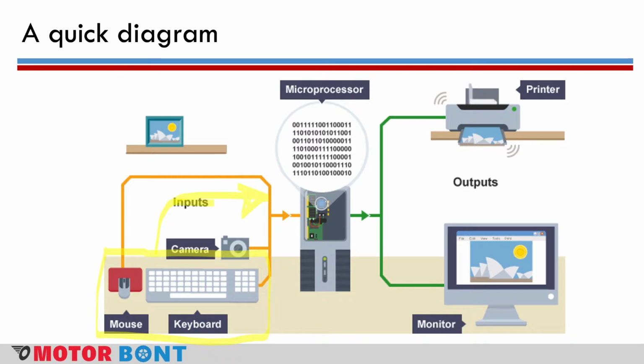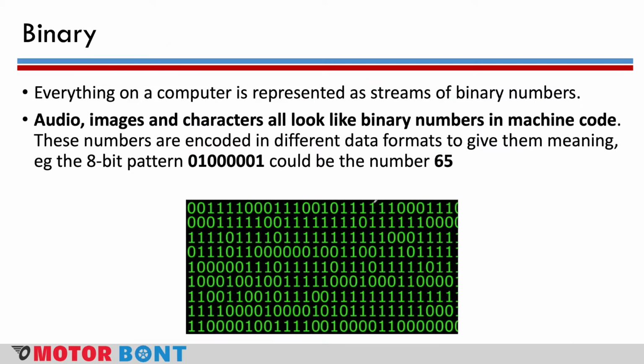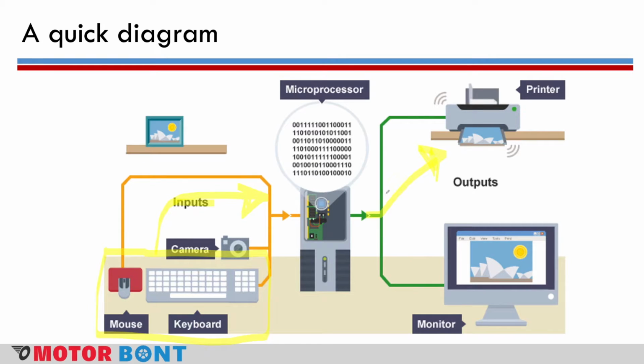Now the computer, the brain, translates all of those things into something that it understands. It transfers it into binary code, and then if we wanted to print it out, it'll translate it back again into something that we understand. So something that a printer will understand, and then obviously the printer will print something out for us, or maybe the monitor will show us something as well.